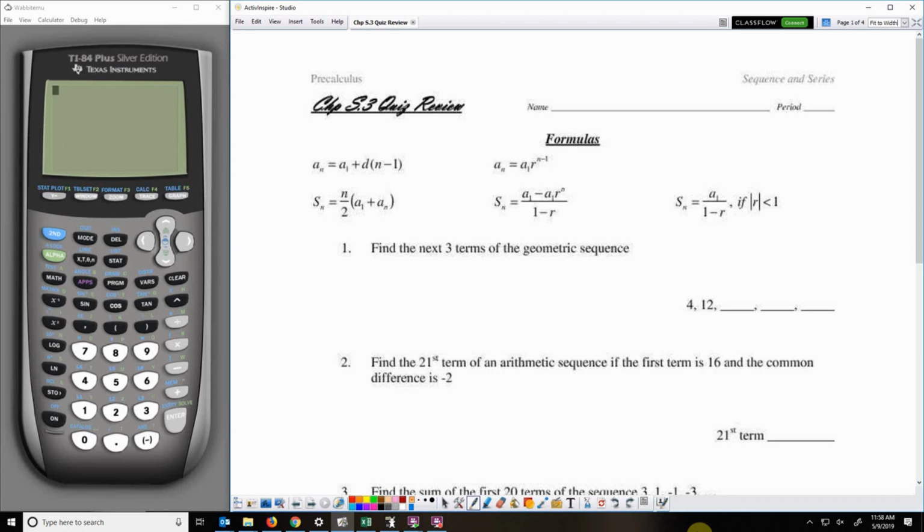To review everything we've learned so far about sequences and series. So number one, find the next three terms of the geometric sequence. Since it says geometric, I know there is a common ratio. And I can find that by dividing term 2 by term 1, and that is 3. So I know that all I need to do is multiply each term by 3. So 12 times 3, times 3, times 3. And there are my next three terms: 36, 108, and 324.